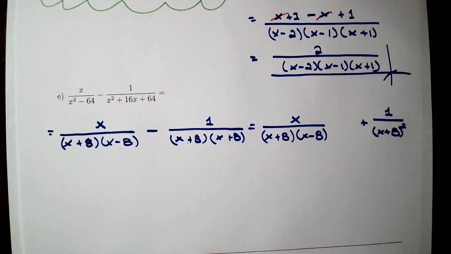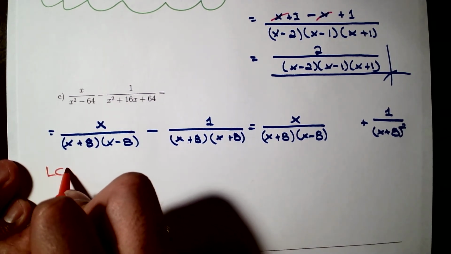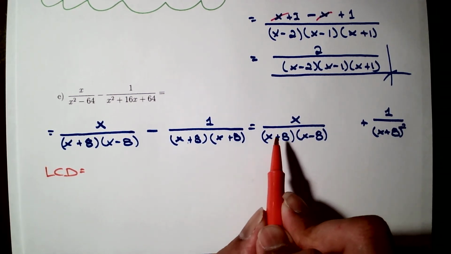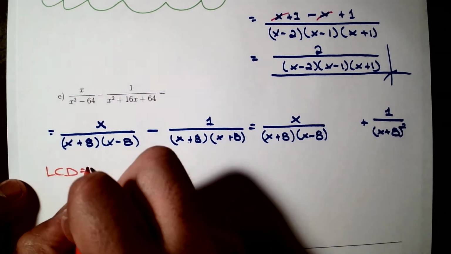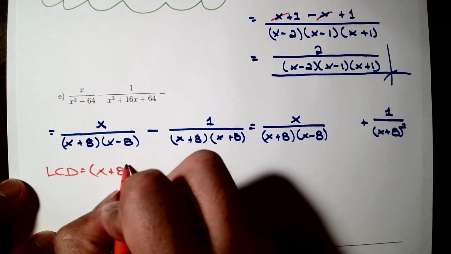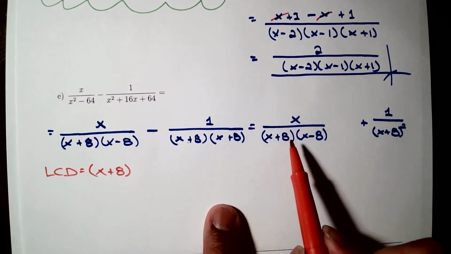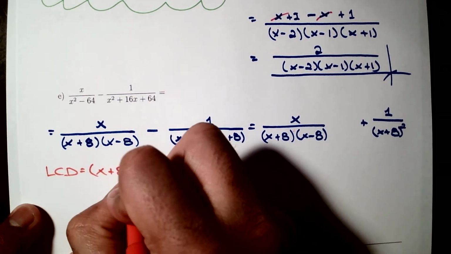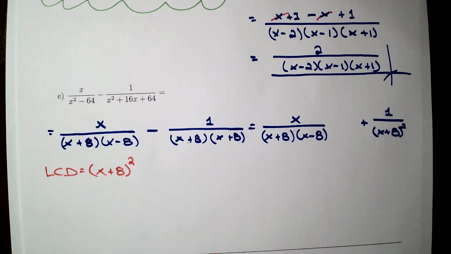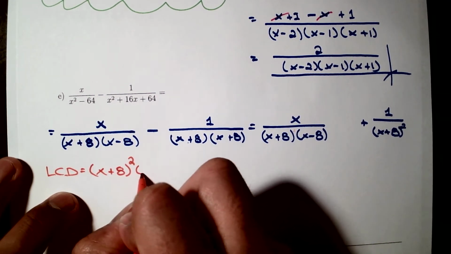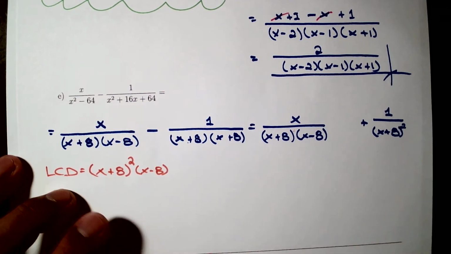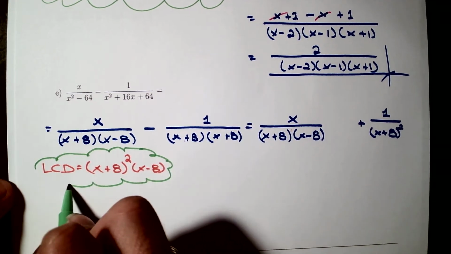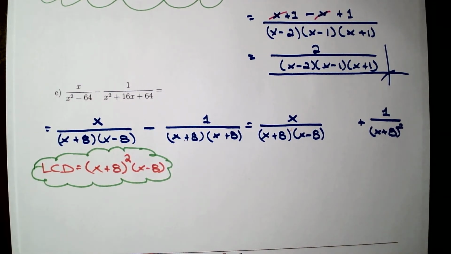Alright, now let's find the LCD. So the LCD will be the product of all the distinct factors. So x plus 8 and x plus 8. But notice this x plus 8 appears in two versions. One version to the first power and another version to the second power. We go with the highest power of each. The other factor is x minus 8. So that's the second factor.